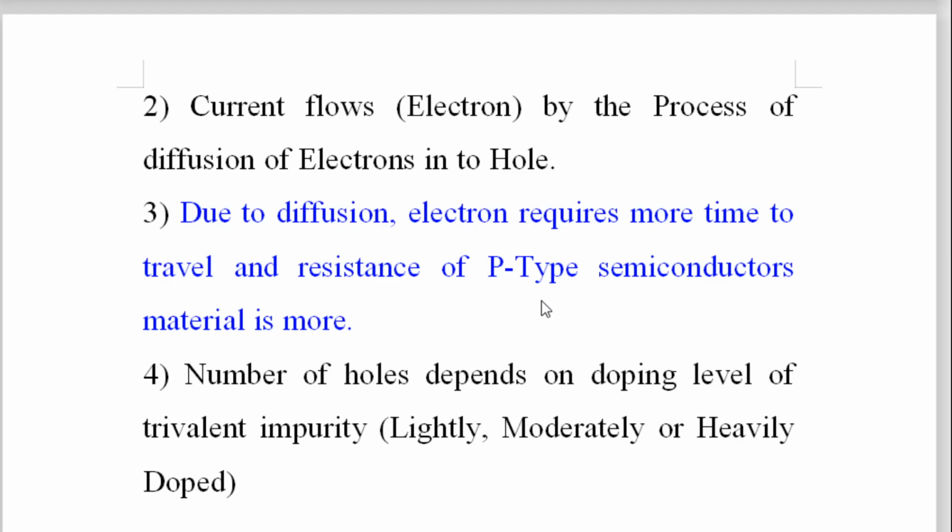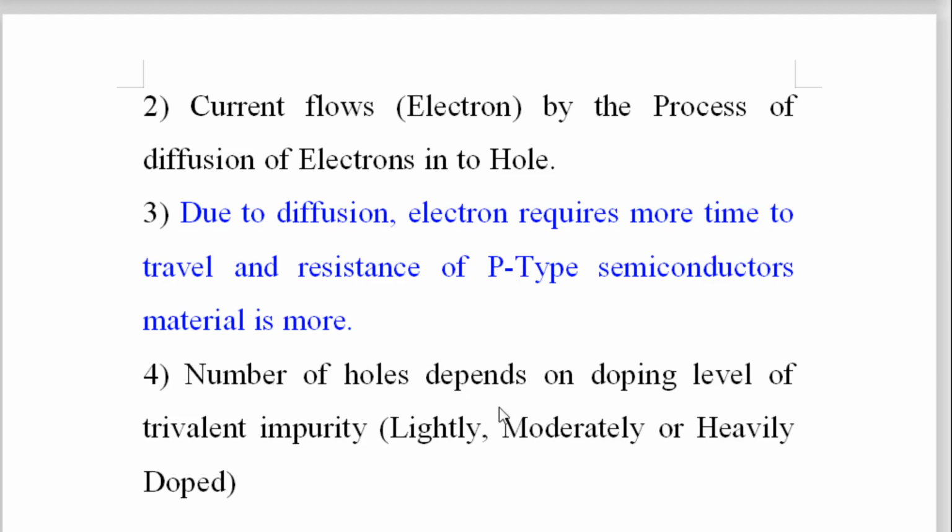Whereas in n-type material, less time is required because electrons are not diffused into holes. In n-type material, there are only free electrons. Repulsive force is there. Therefore, n-type material's conductivity is very high as compared to p-type.